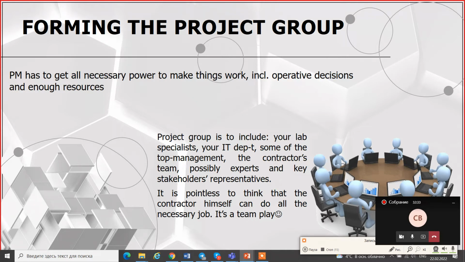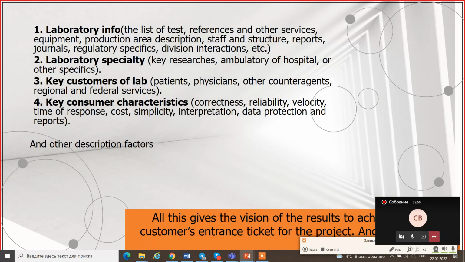Most of all, don't forget that even if you choose a good contractor, professional, top-rated, expensive, very well, there is still a job that a hospital, that your specialists, are to perform in order to get things right. So, when you prepare the briefing about the laboratory, you have to compound it in different aspects.